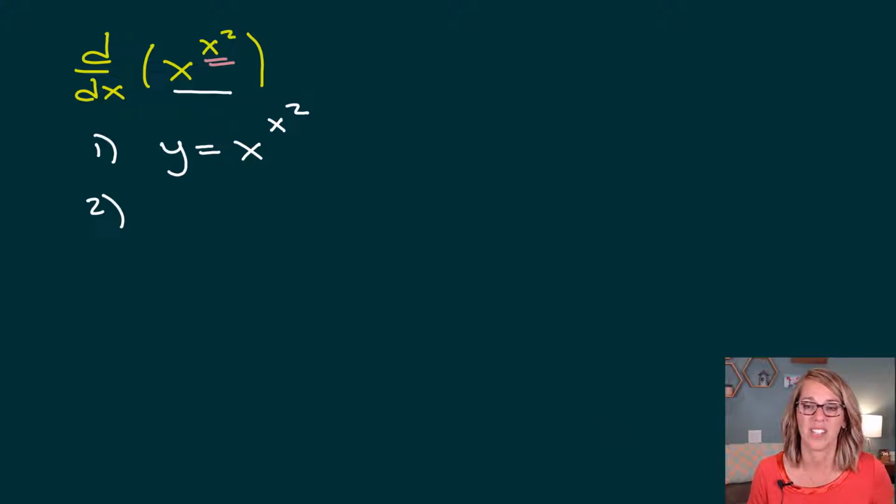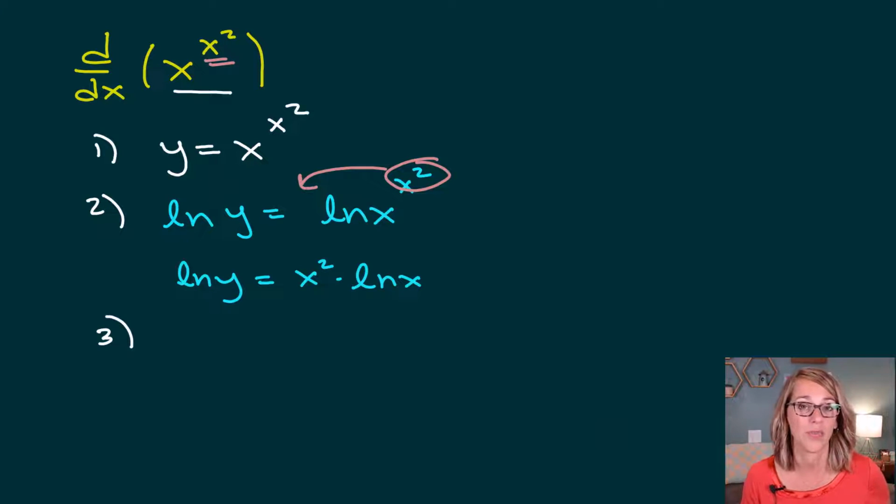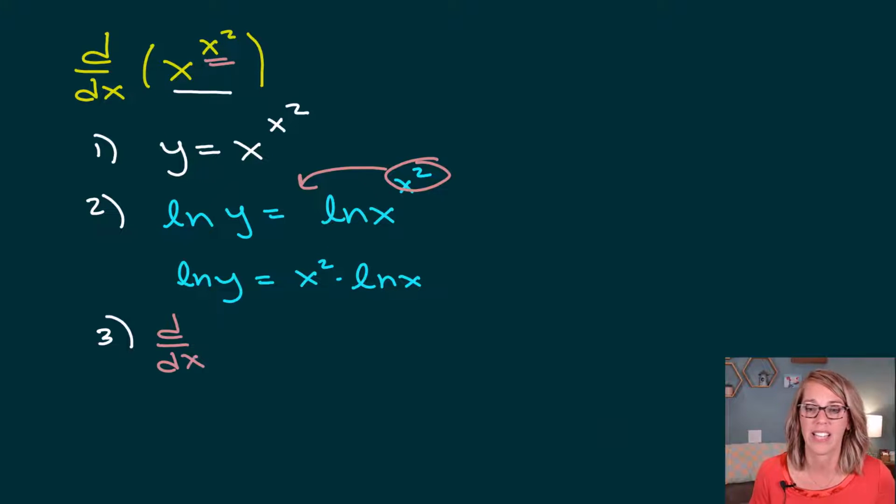Step number 2 is to apply a natural log to both sides and simplify using any properties. So I've got the natural log of y is equal to the natural log of x to the x squared. Now I can apply that property since I have a power inside, and I can pull that power out in front, and I end up with the natural log of y is equal to x squared times the natural log of x. Step number 3 is to apply our derivative to both sides of the equation. So I'm going to apply d dx to the left-hand side, to the natural log of y.